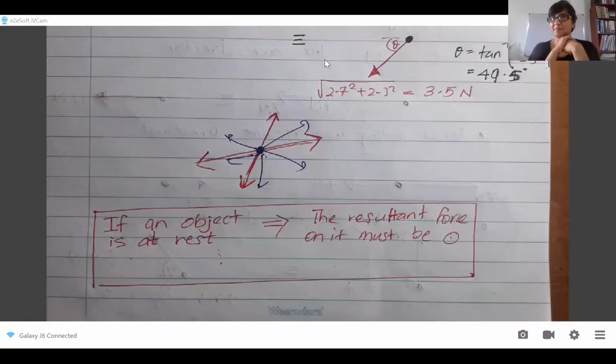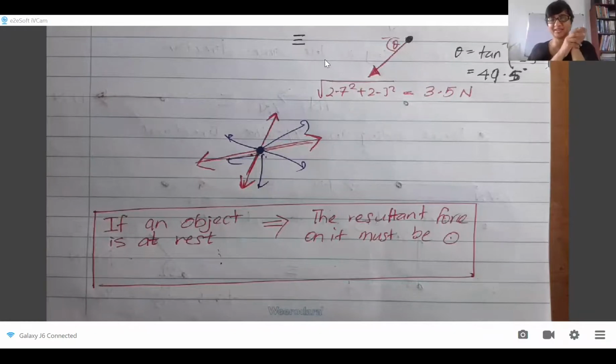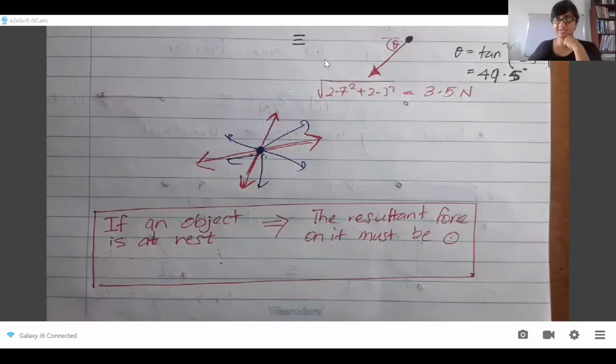Yes, Nathan? Newton's law states that every object will remain at rest or in uniform motion in a straight line unless compelled to change its state by an action of an external force. Okay, so you're reading it off. That's a recital.